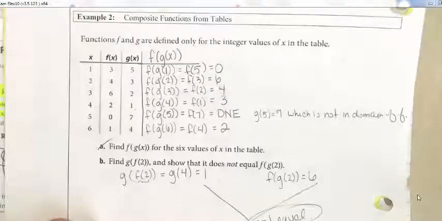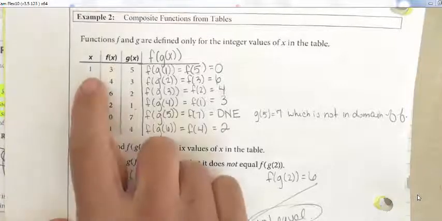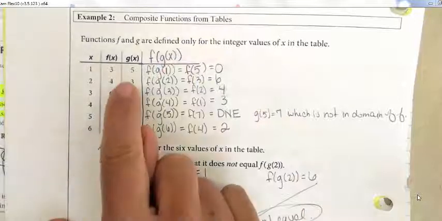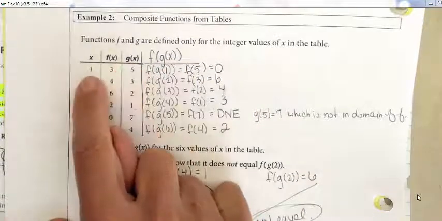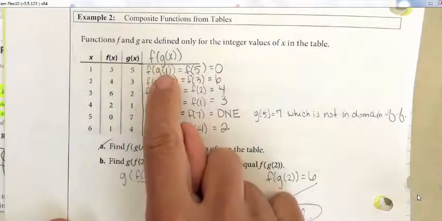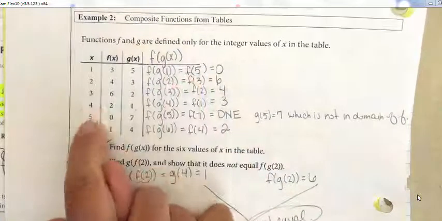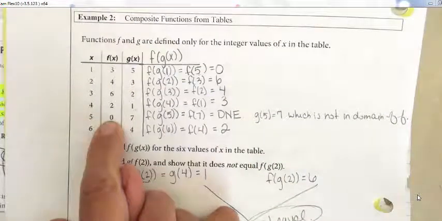And I'll just refer back to example 2. We basically did that in these examples where we were finding f of g of x. So we knew g of 1, that inside part right here, was 5. So then we found f of 5, so we went down to f of 5, and we found that.